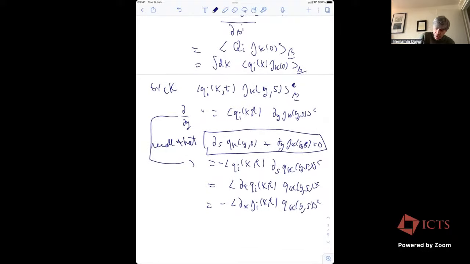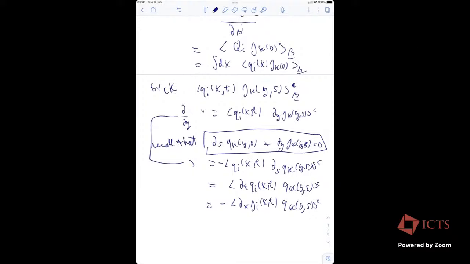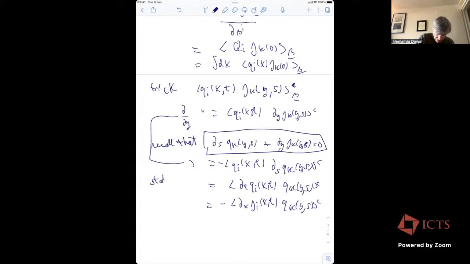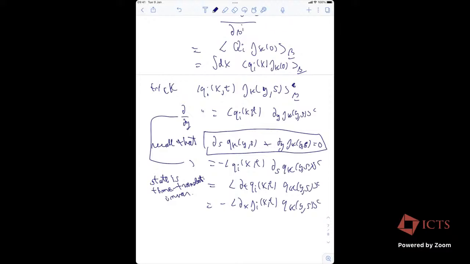But the time translation invariance is a state statement. That's because the state is time translation invariant. That's what I'm using. So this is a crucial property of the local relaxed maximal entropy state, the stationary state.